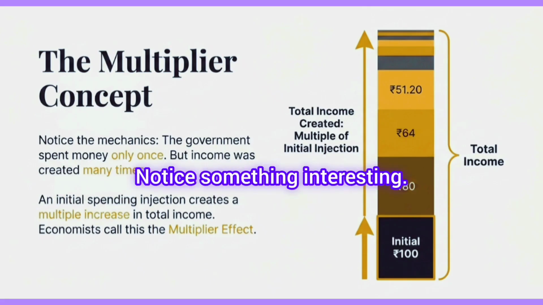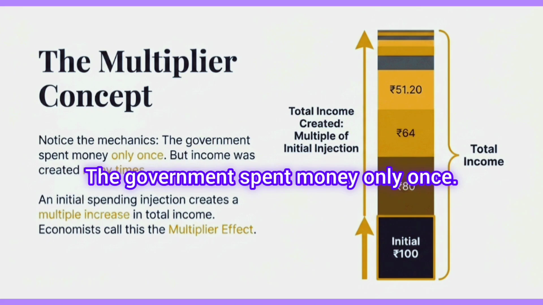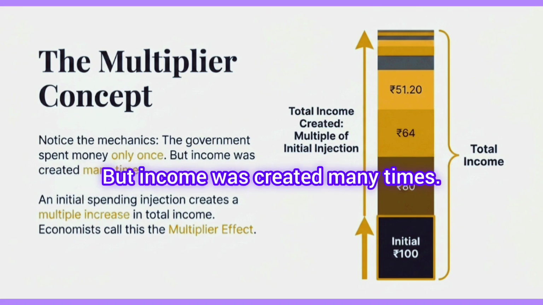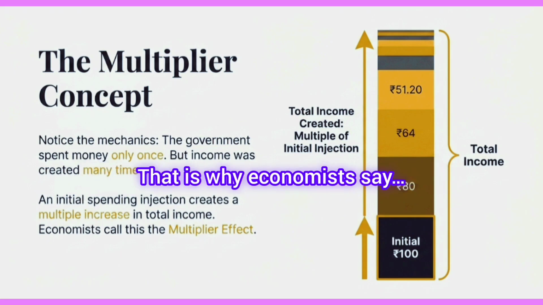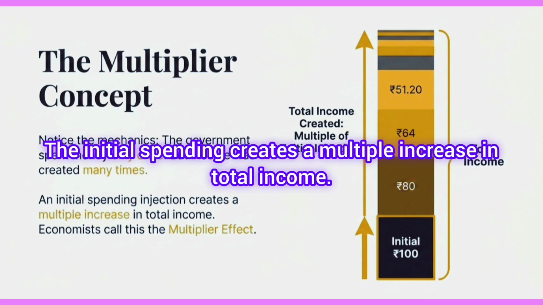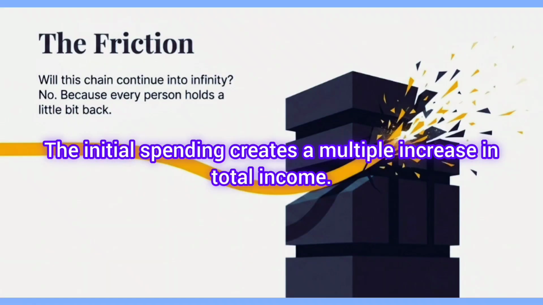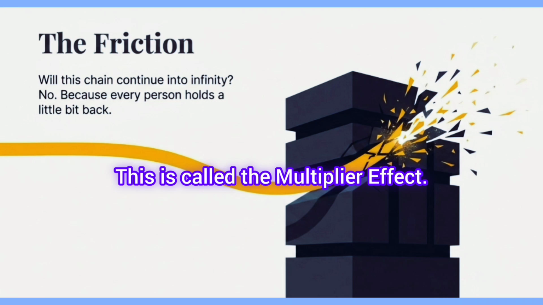Notice something interesting. The government spent money only once, but income was created many times. That is why economists say the initial spending creates a multiple increase in total income. This is called the multiplier effect.